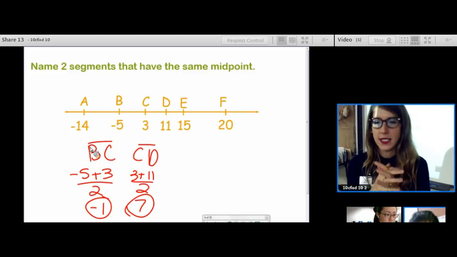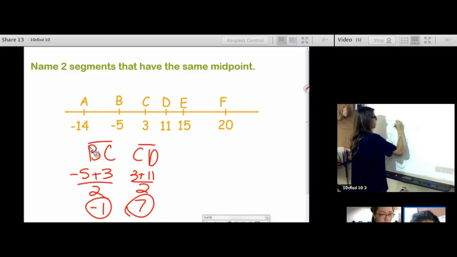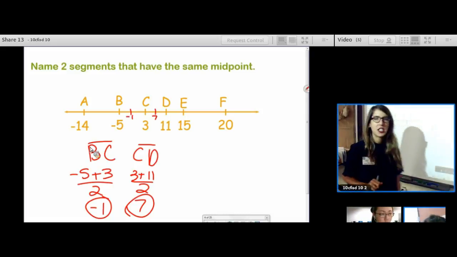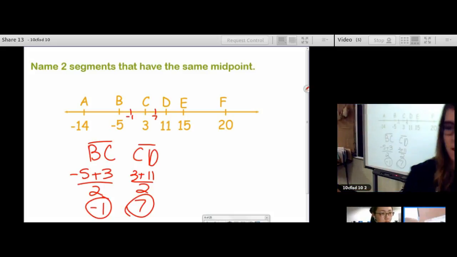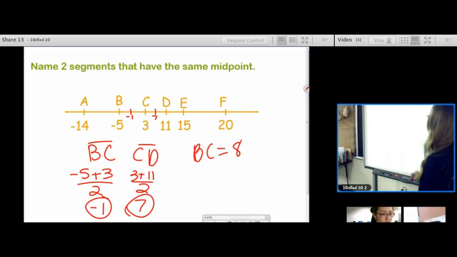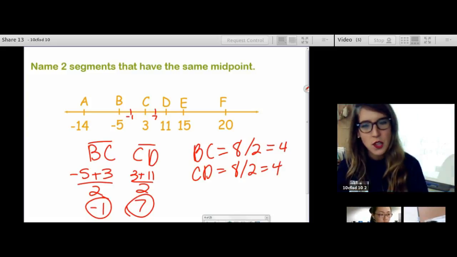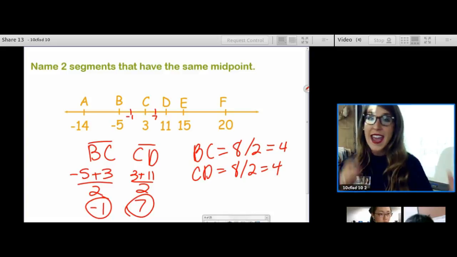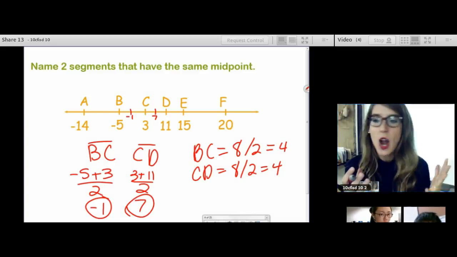Why was that suggestion presented, though? Even though those midpoints aren't even close, one of them is -1 and one of them is 7, why was that suggestion presented? What do BC and CD have in common? The length of BC is 8, right? And the length of CD is 8. But when you do 8 divided by 2 and you get 4, is 4 the midpoint? You have to be careful. 4 is how long the distance is from the endpoint to the midpoint. 4 is a length. It's not a coordinate.